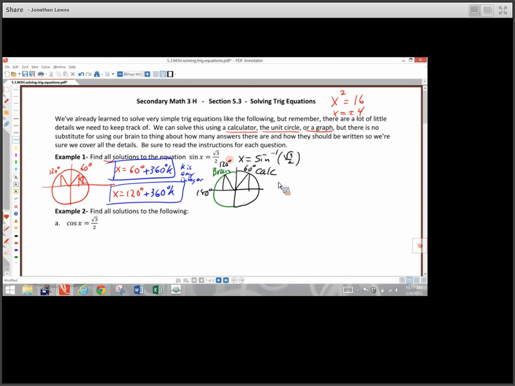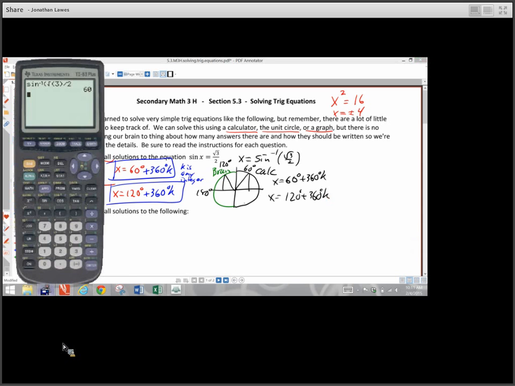And then if I want to write down all the answers, the first one is 60 plus 360k. That means I can start at 60 and go around the circle as many times as I want in either direction. And the other one is going to be 120 plus 360k. Okay, any questions? Good? Okay, one last thing then.